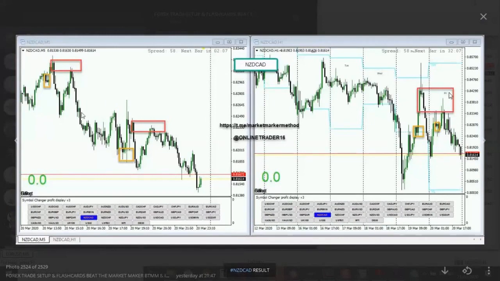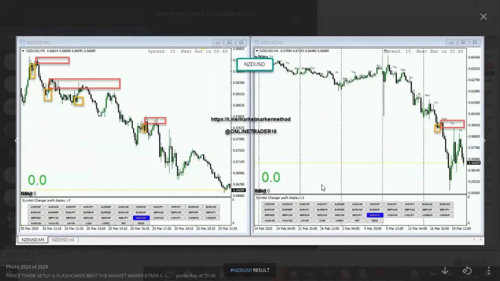Now, this is another setup that we have here, NZD CAD. Then we have entries. This is also another liquidity grab that we can predict when it will happen. Then these are entries. It's a very smooth one. Then we have another one in here, a very good one. And on AUD/USD, we had like one, two, three, four entries that played out here.